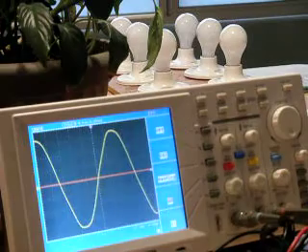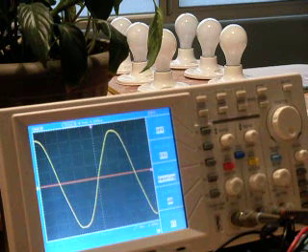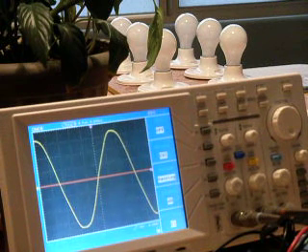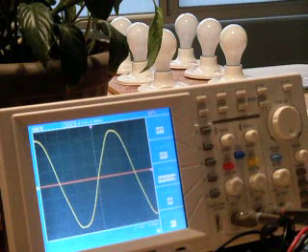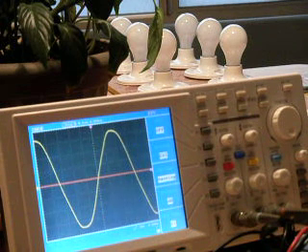We're here today to look into dirty electricity, or as it's known in the electrical industry, harmonics. And we have a circuit behind the oscilloscope, and you can see those light bulbs in the background. Half of them are on a switch and half of them are on lamp dimmers. And we're going to demonstrate the difference between the two.